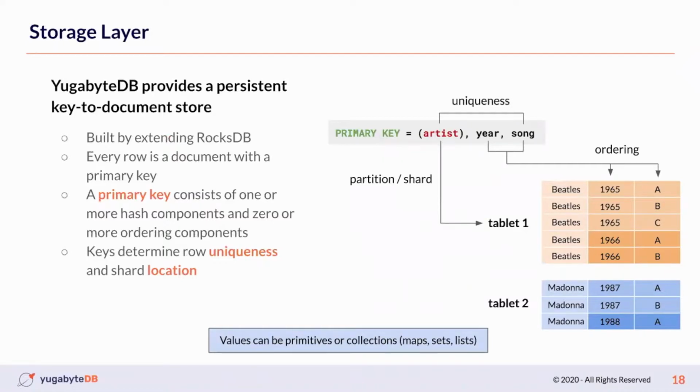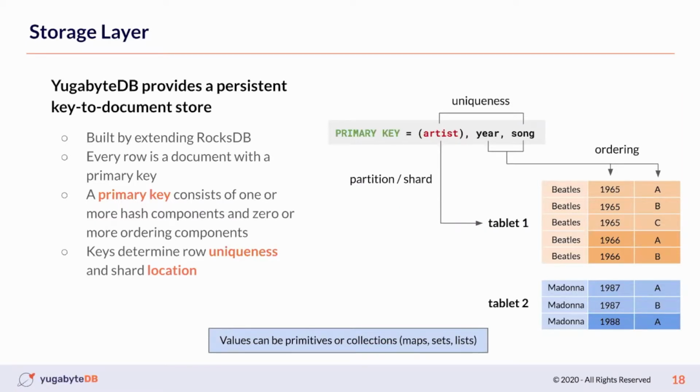Now that the data is replicated across different nodes, the next step is the storage layer, how data is actually stored on disk. Note that YugabyteDB is optimized for SSDs, so it expects an SSD to work on. It wouldn't be very optimal to run YugabyteDB on hard disks. YugabyteDB internally stores data as documents. So it provides at the storage layer a persistent key to document store. It's built by extending RocksDB and converting it from a key to value to a key to document store.